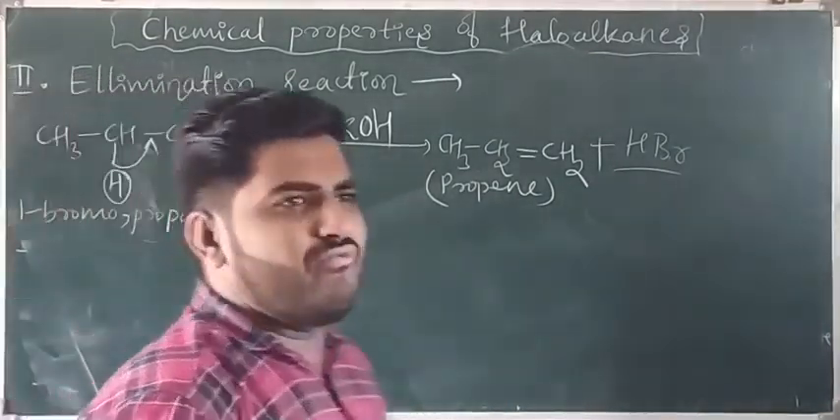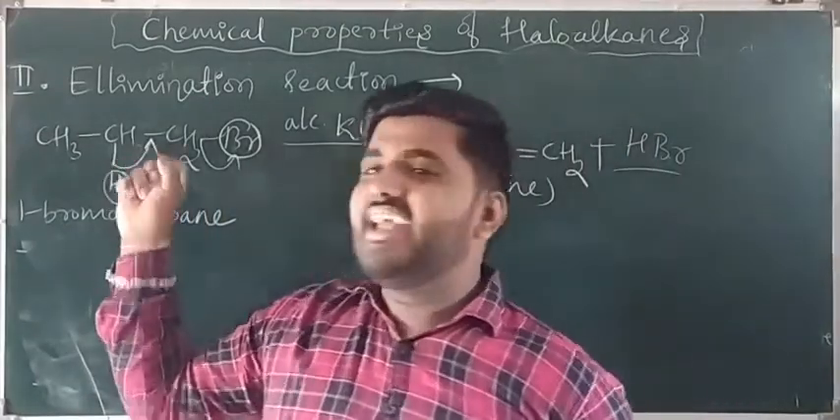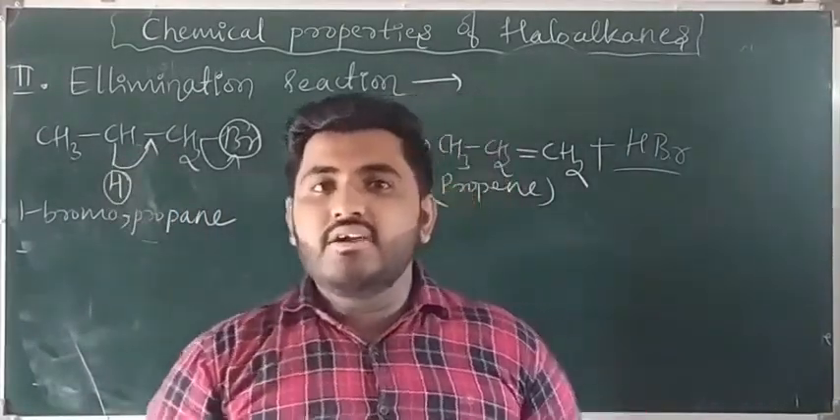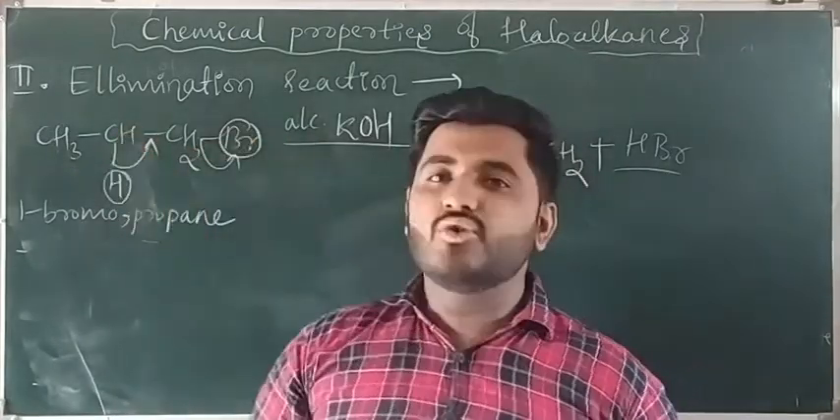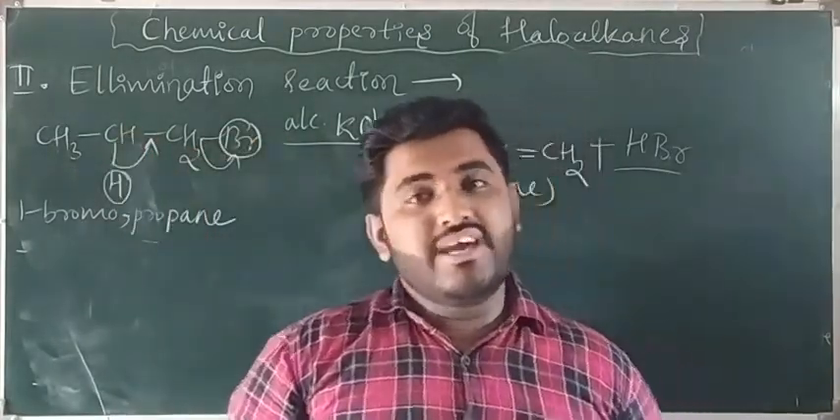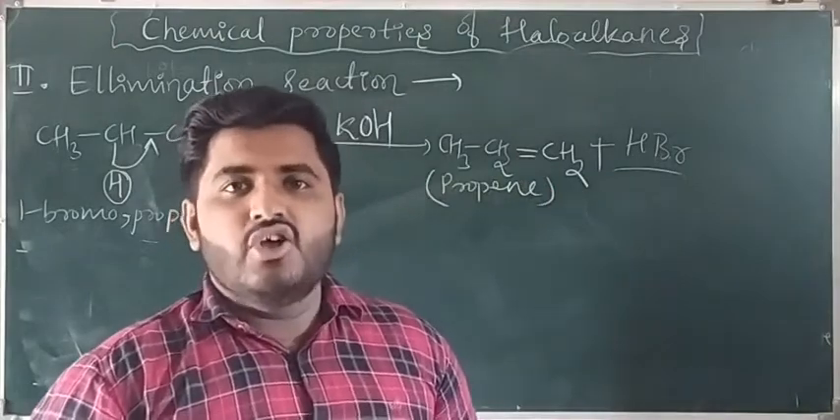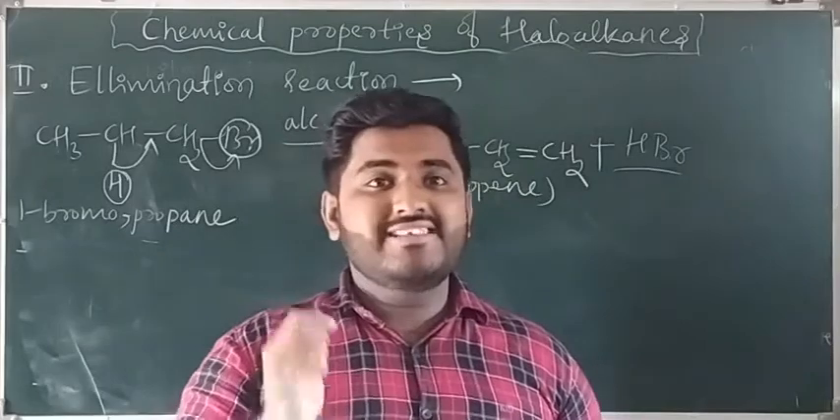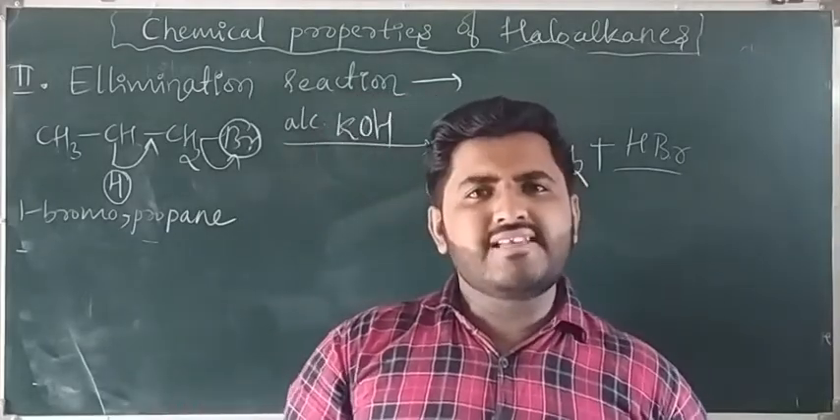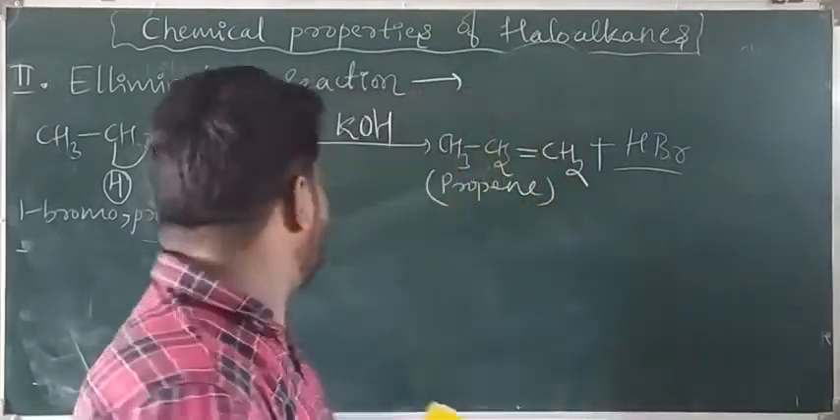This is the case when the haloalkane is symmetrical. If we involve an unsymmetrical haloalkane, that means bromine is attached to the second carbon atom, then two possibilities arise. When there are two possibilities of elimination of HBr, Saytzeff's rule is applied. What is Saytzeff's rule? We will study that now.